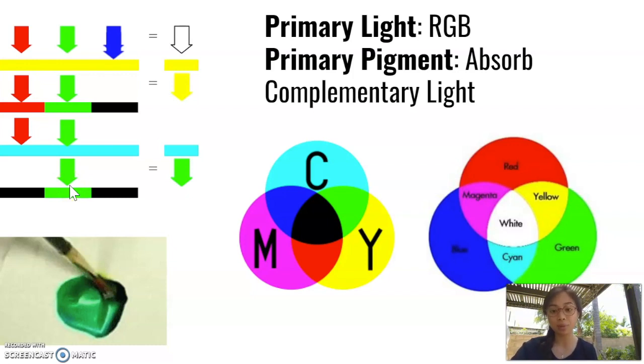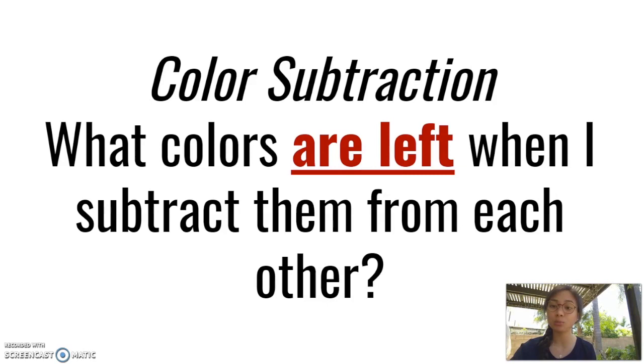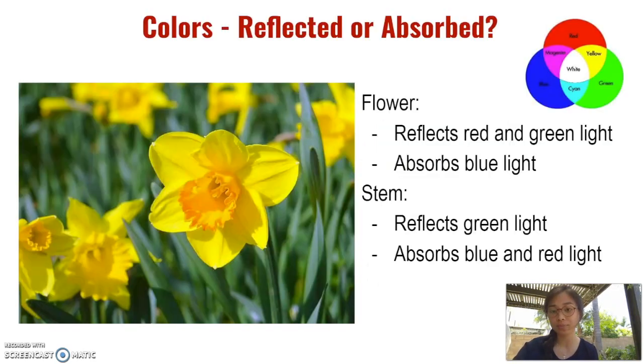This same pattern applies for magenta. So to sum up, mixing pigments has to do with color subtraction, which asks the question, what colors are left when I subtract them from each other? Let's go back to our original example of the daffodil.